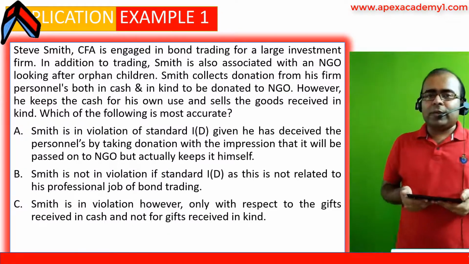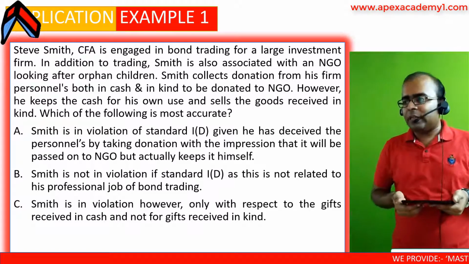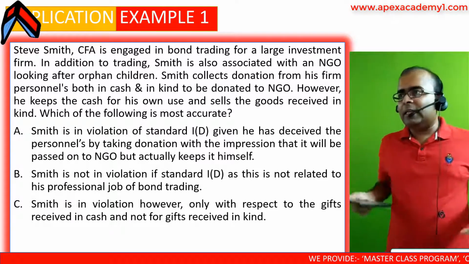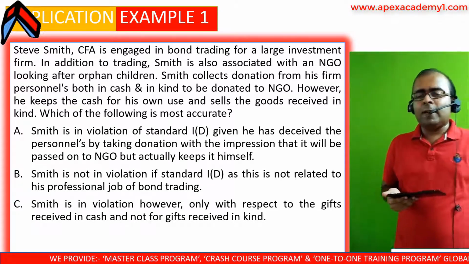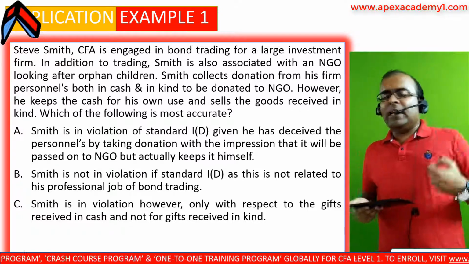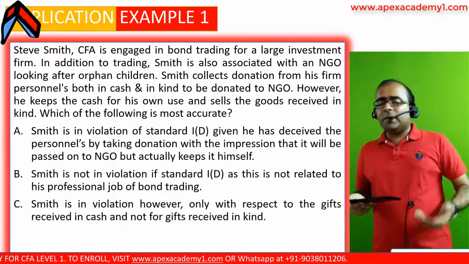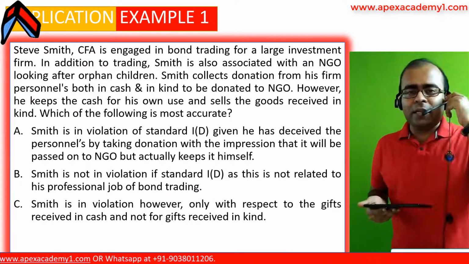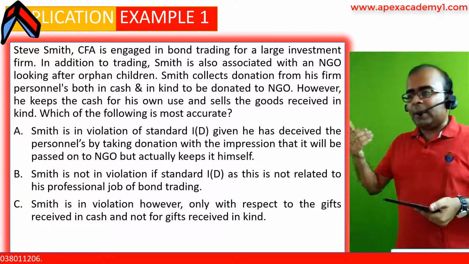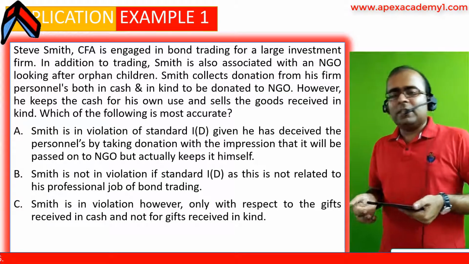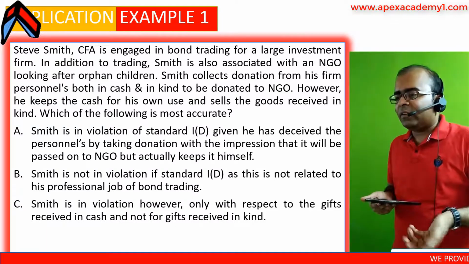Okay, so what Smith is doing is, Smith works for an investment management firm, and also Smith is associated with an NGO. So he persuades his colleagues to donate something, their old clothes or cash, to orphan children. Some of his colleagues give him cash, some give him goods in kind. What should Smith do? He is representing himself as a member of the NGO, so he should donate everything to the NGO. However, he is keeping the cash for his own use and he sells the goods which he has received so that he can receive money out of it.